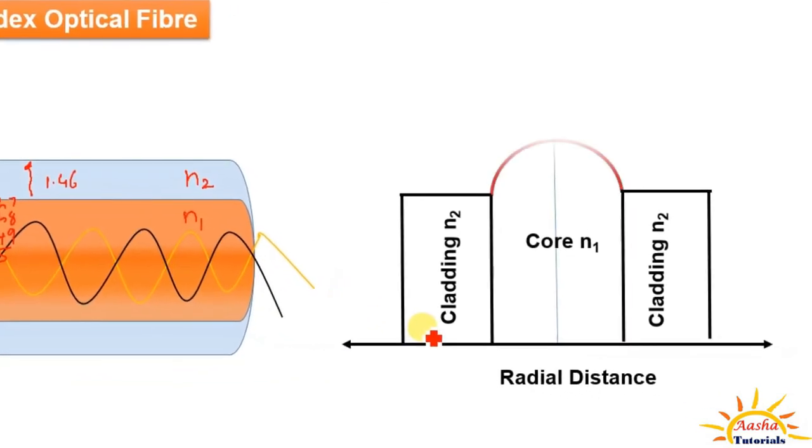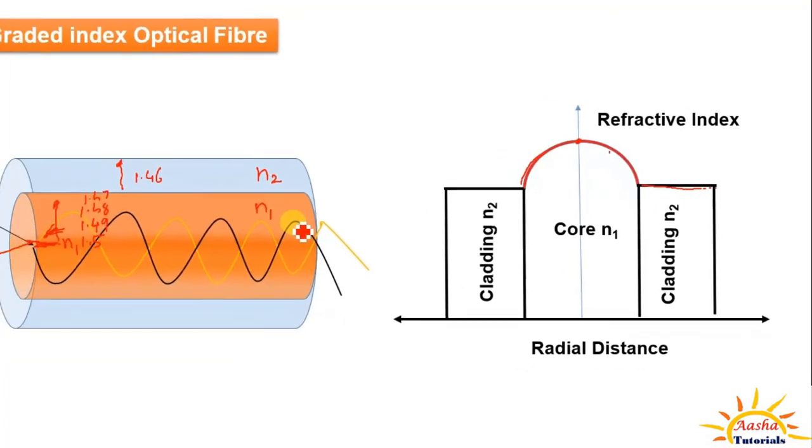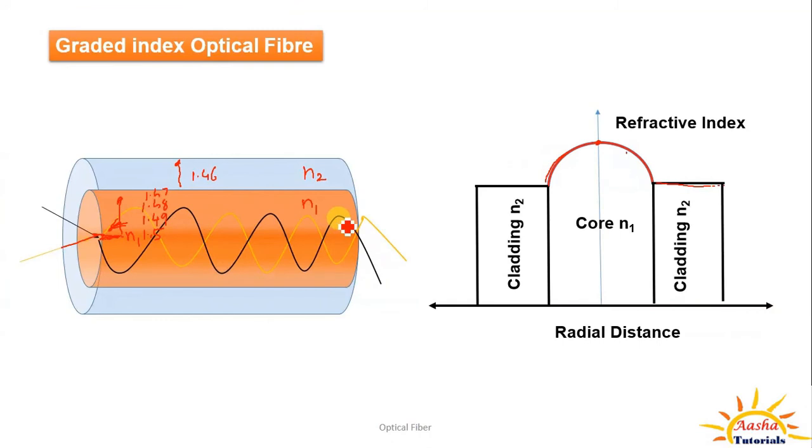If we see the graph of refractive index versus radial distance, you may find that the refractive index of the core gradually decreases as we go outward, and the cladding has a constant refractive index. So we get an index profile graph like this. The diameter of the core is very large in a graded index optical fiber, and it is more complex, and there we find more attenuation as well as losses. Their cost is also very high. So this is all about the various types of optical fiber, which we classified based on various parameters.